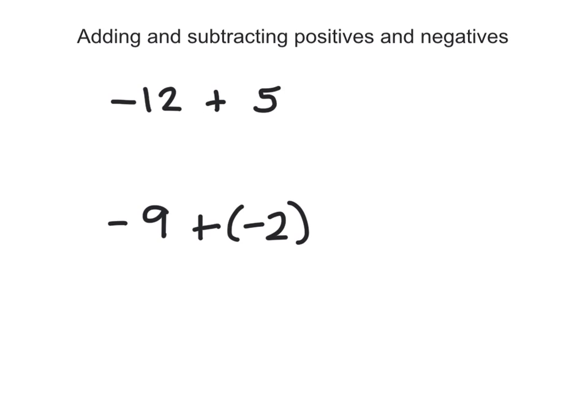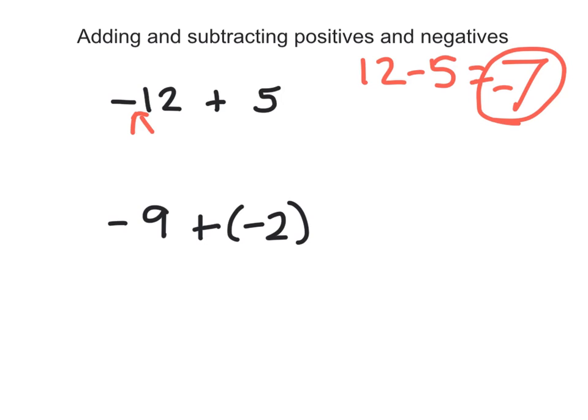Welcome back from pausing the video. When we add a negative and a positive, if they're different signs, we subtract. So we go 12 minus 5, which is 7. Then we keep the sign of the bigger number. So the first one is negative 7. How'd you do? Okay, good.